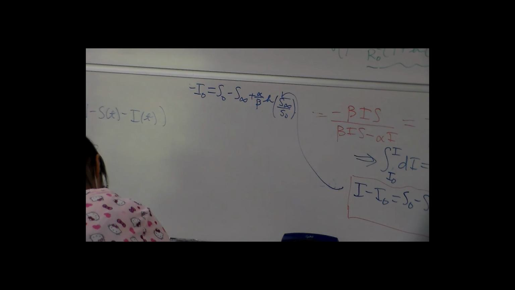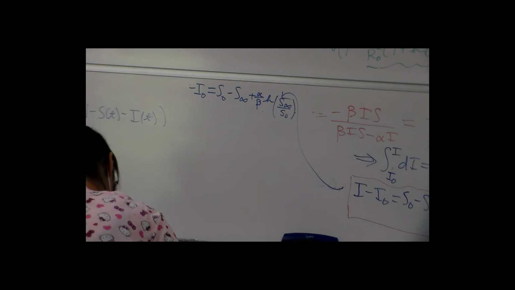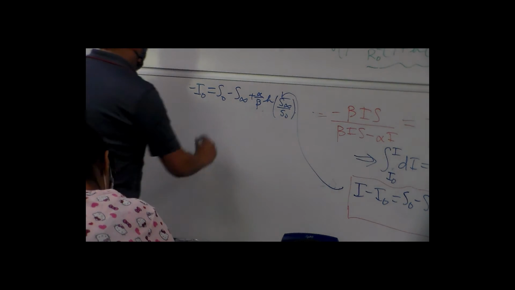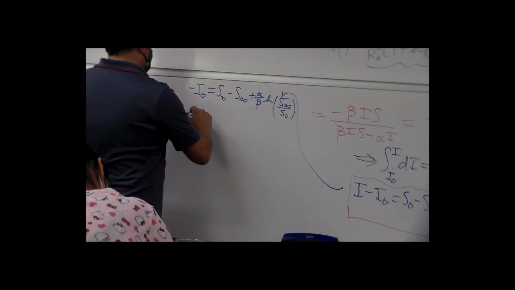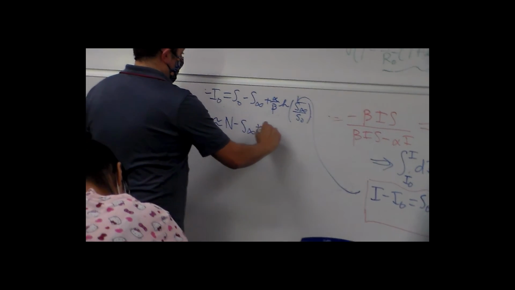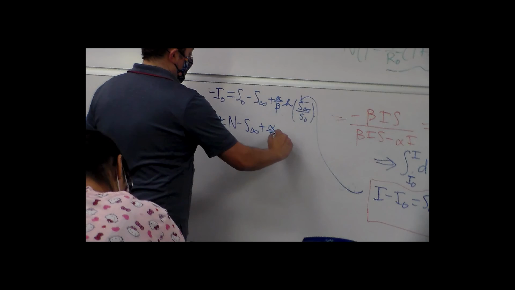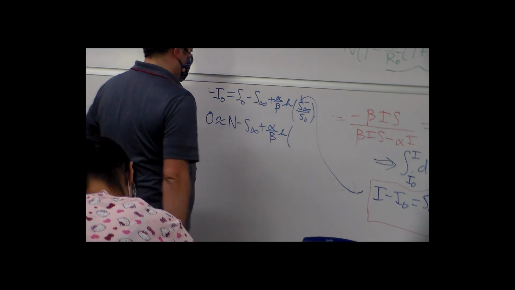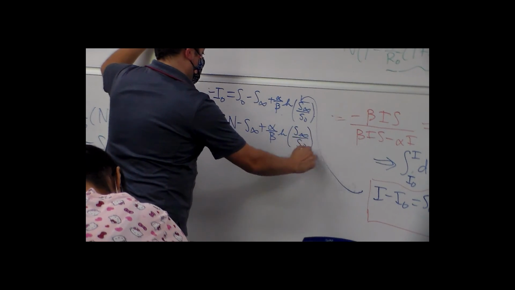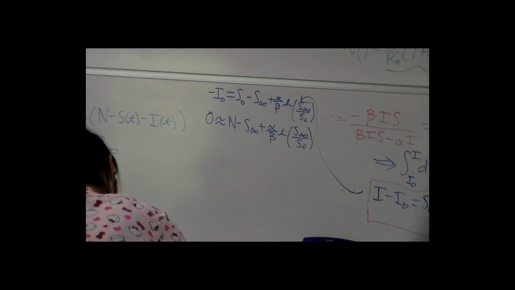How can I approximate this thing to make our life easier? Good. The I naughts are basically 0, right? What are the S naughts? N, right? So what I can say is then I get 0 is approximately N minus S infinity plus alpha over beta times log of S infinity over S naught. That's okay?